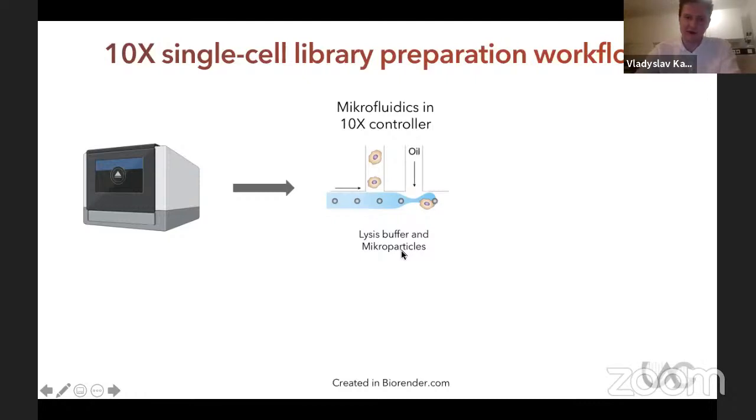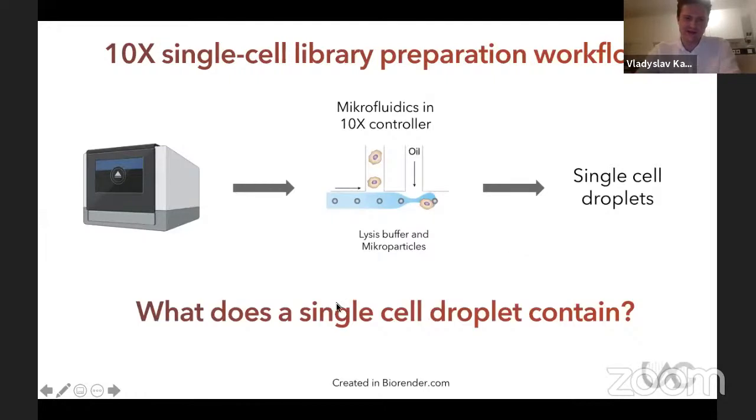So the point of this microfluidics principle is to mix these three flows with each other in such a way that you can get single cell droplets in the output. So let's discuss, what does a single cell droplet contain? What are these single cell droplets?